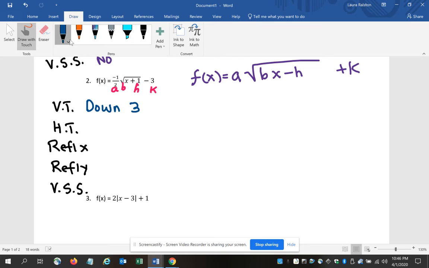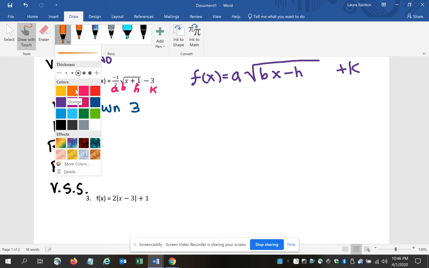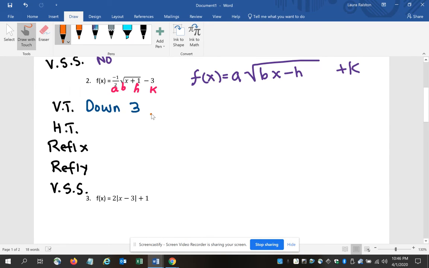Horizontal translation is controlled by h. To ensure that I don't get the wrong direction, I take my x plus 1, set it to 0 and solve for x. x equals -1. So again, that's my clue that I'm going to go left 1 unit.